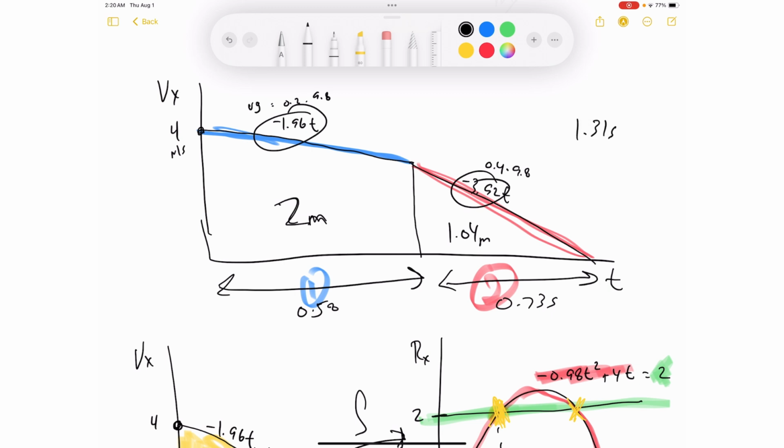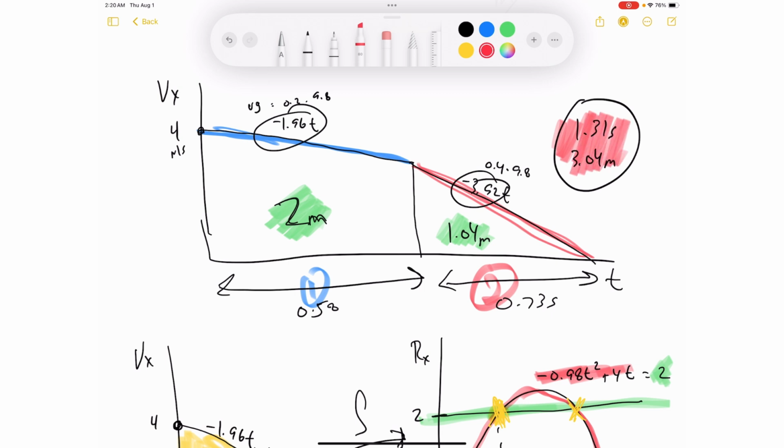you'll get 1.31 seconds. And then if you add 2 meters, which is here, let's go back. Look at this one. You get 2 meters. The block went 2 meters, and then before it stopped, it went an additional 1.04 meters in the red. And so 2 plus 1.04, of course, is 3.04. 3.04 meters total. And so that should be the final answer, which is right here.